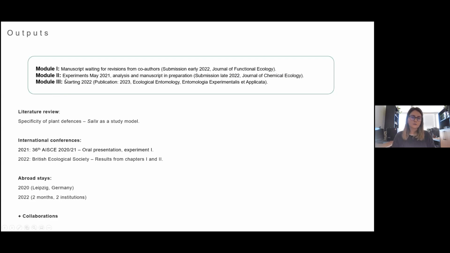And for the final experiment, which will be starting in May this year, we plan to submit at least next year, to Ecological Entomology or the Journal of Animal Ecology. I also submitted my literature review, which was focused on the specificity of plant defenses using Salix as a study model. I presented the results from the first experiment at conferences last year, and I'm also going to present the results from the first and second experiment later this year.